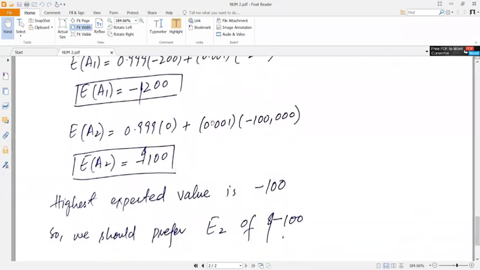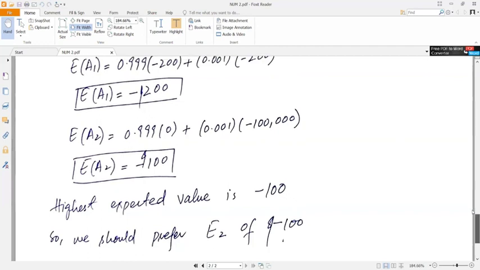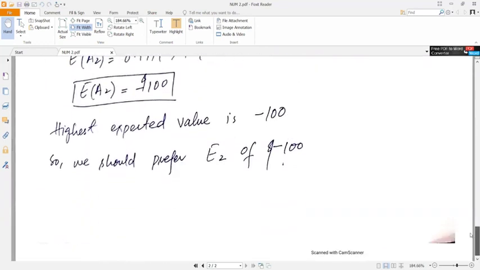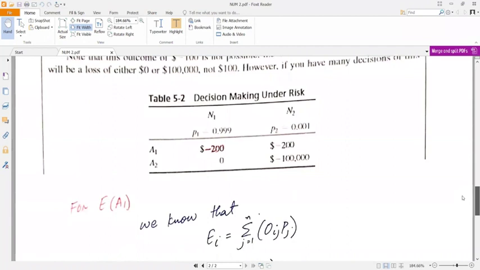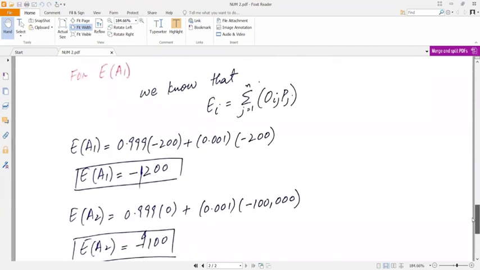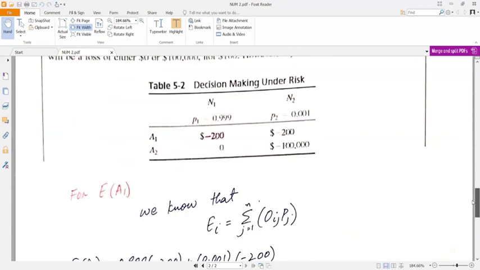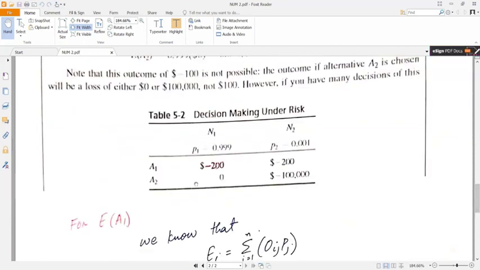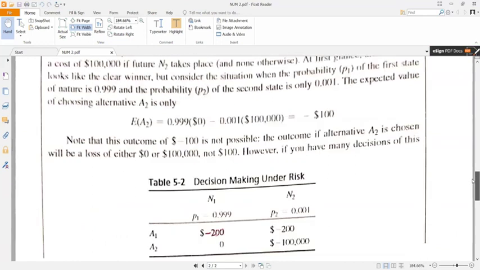By putting the same in the second equation, we have this 0.99, and the N1 we have on A2 is 0, and in the case of N2 for A2 we have minus 1 lakh or 0.1 million. So here the expected value is minus 100. So we can see that the highest expected value is minus $100, and that belongs to A2. So here we can see that A2 is the best alternative in this situation.